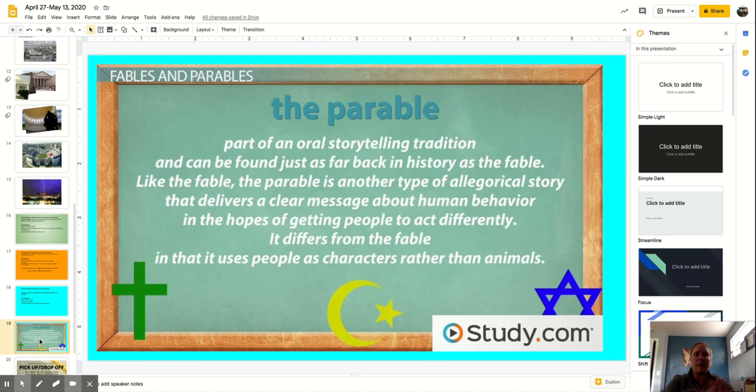Before we get started, let me remind you what a parable is. The parable is a part of an oral storytelling tradition. It can be found just as far back in history as a fable. So we know Aesop's fable. Like the fable, the parable is another type of allegorical story that delivers a clear message about human behavior in the hopes of getting people to act differently. That's that theme, what changed us, what changed the character. It differs from a fable in that it uses people as characters rather than animals. So fable and parable can be synonymous with each other. They are different because a fable uses animals and a parable uses people.